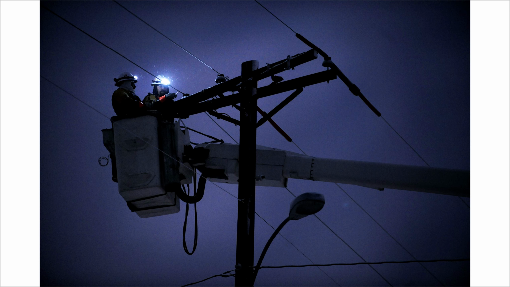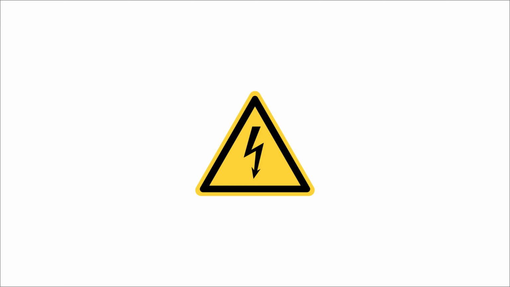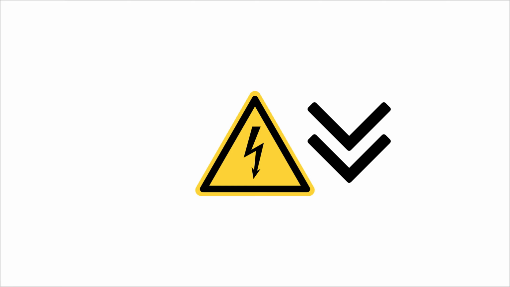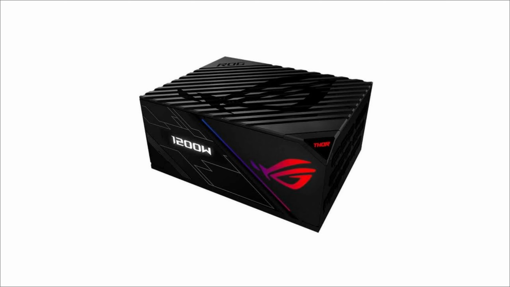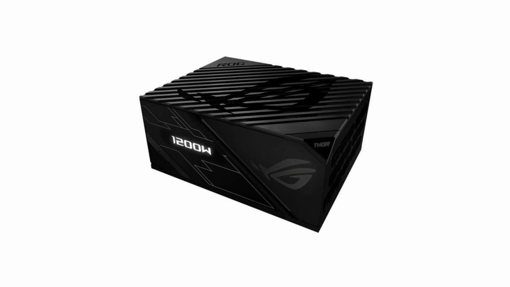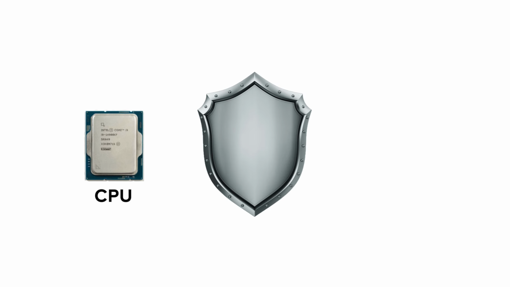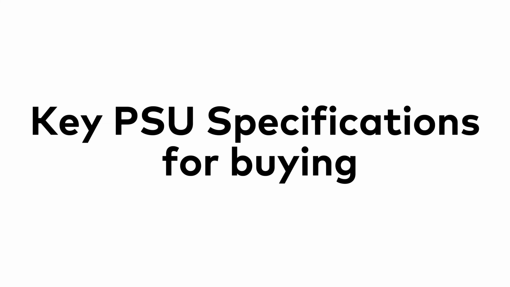If there is a sudden power surge, short circuit, or voltage drop in your home's electrical grid, the PSU is designed to sacrifice itself to shut down instantly, protecting your expensive CPU and GPU from getting fried. Key PSU specifications for buying.